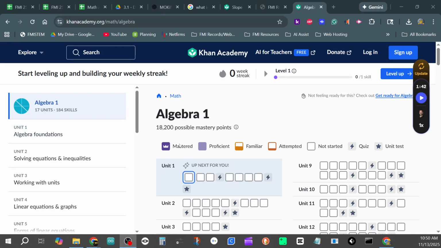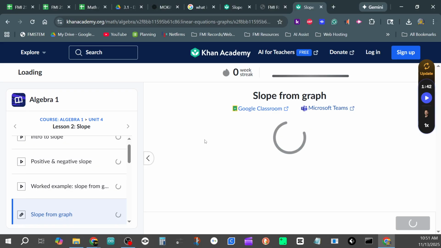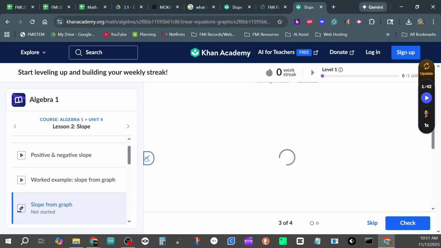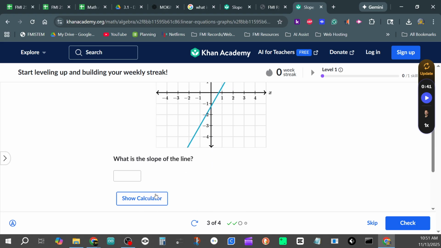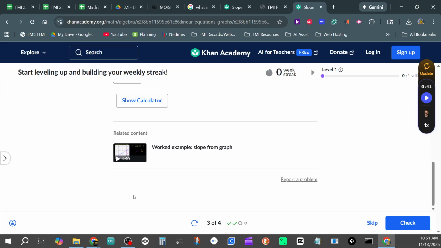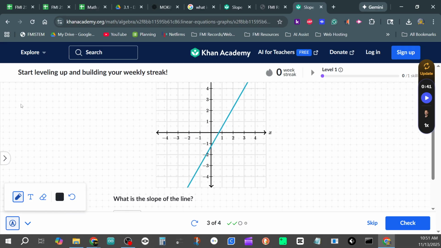This is an explanation of doing Khan Academy's Algebra 4.3, so Unit 4. We'll go to number 3, and you'll see that we're finding slope. Now, let's write down what a slope is in the first place.